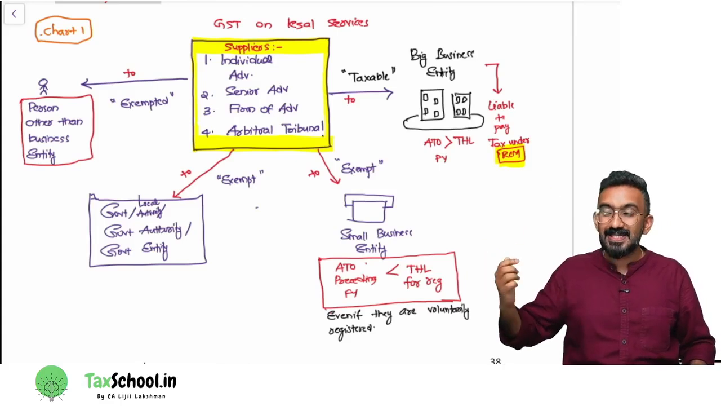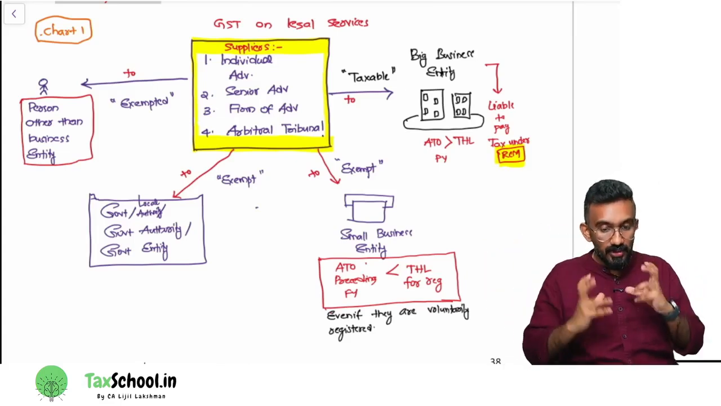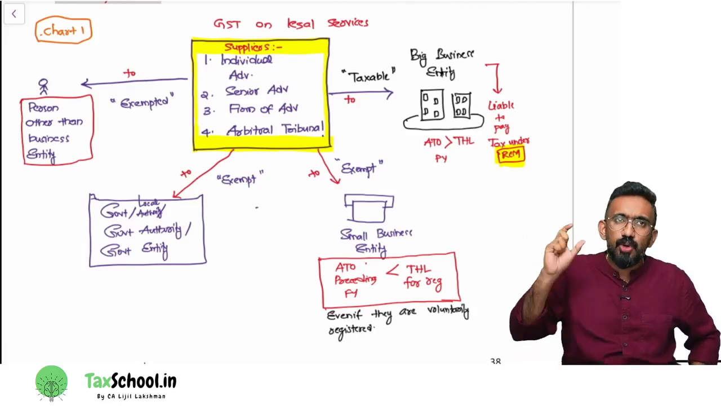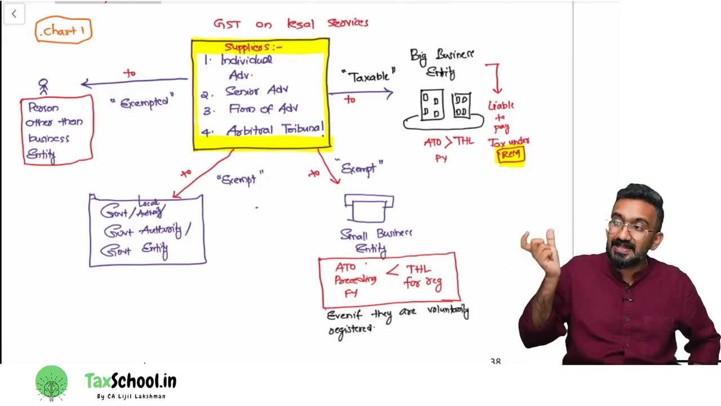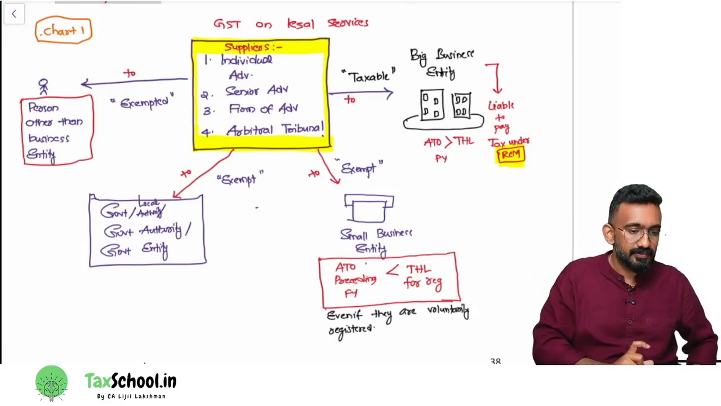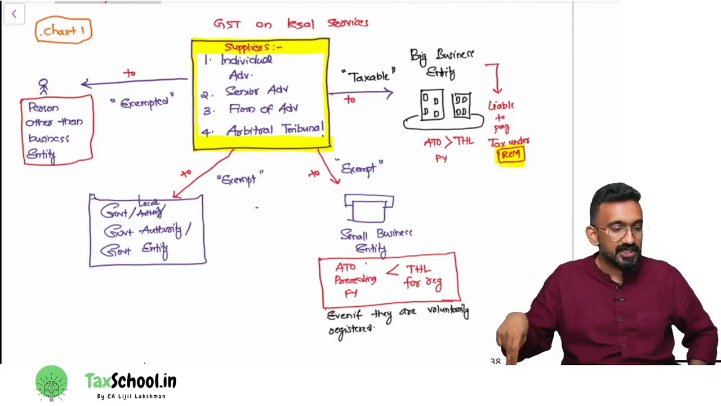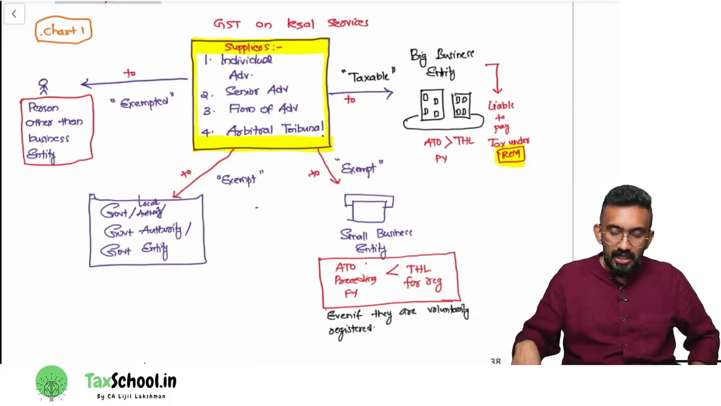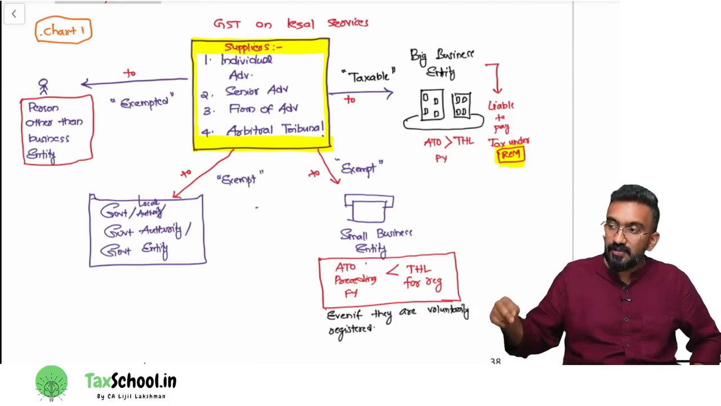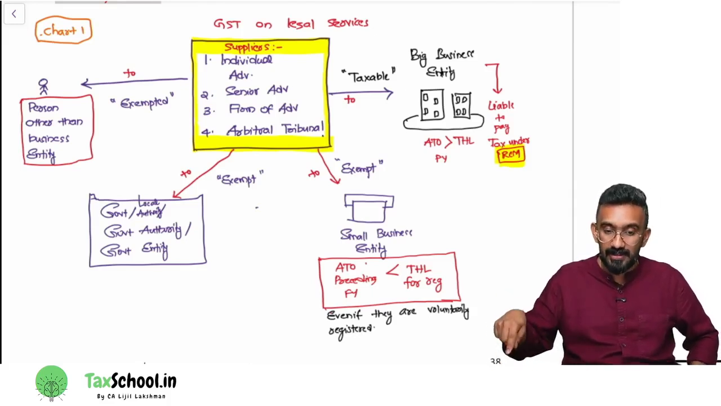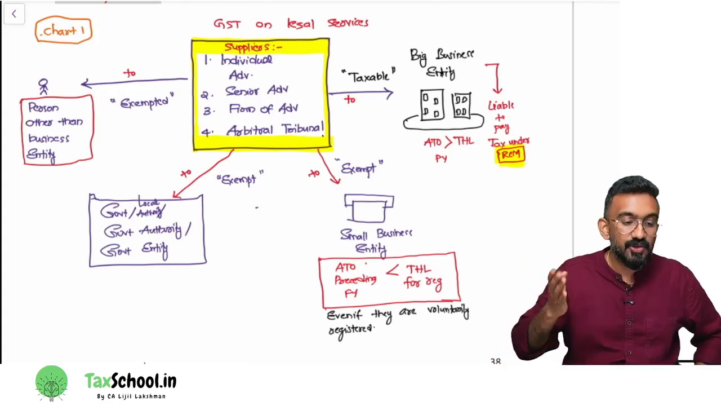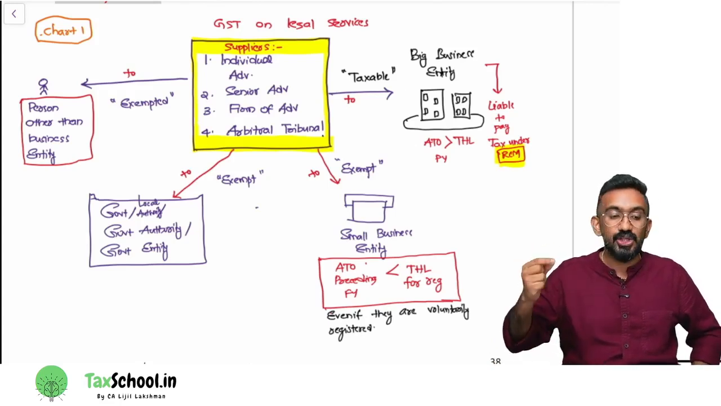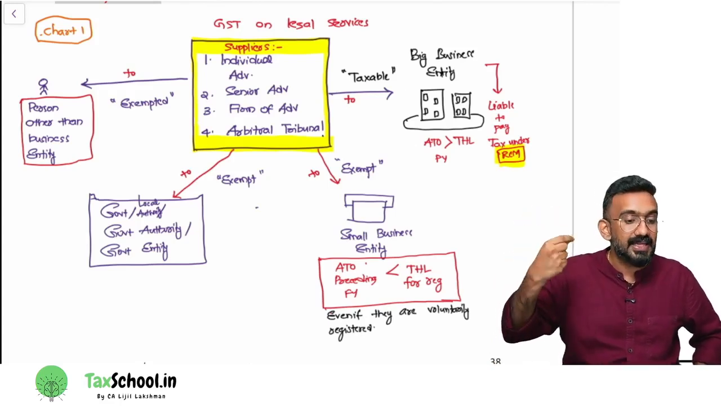Third one is a small business entity. Now I'm going to coin a word called small business entity for your understanding. What is a small business entity? A small business entity is an entity whose last year turnover is less than the threshold limit. Which means in Tamil Nadu, if you are a supplier of goods, your registration threshold limit is 40 lakhs. If your last year turnover is less than 40 lakhs, you are considered to be a small business entity. If you receive services from an advocate, it would be exempted as well.